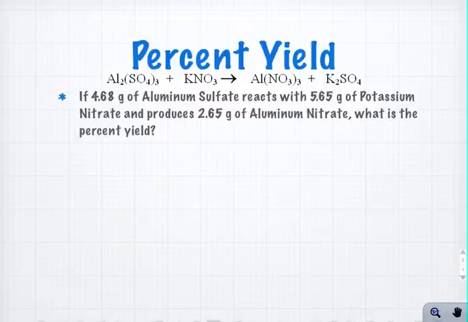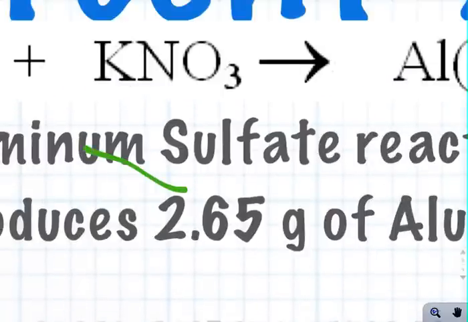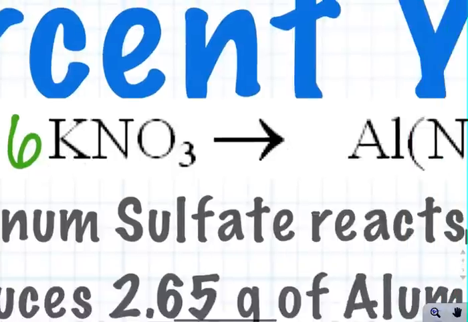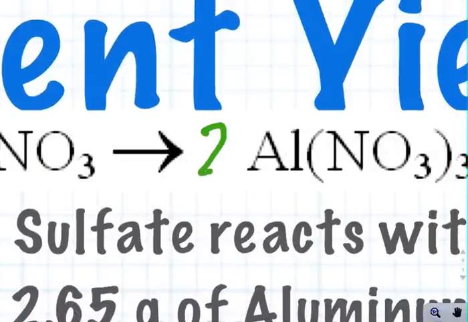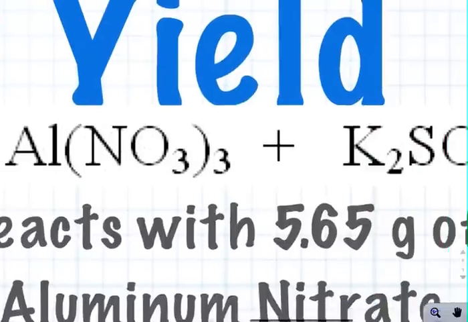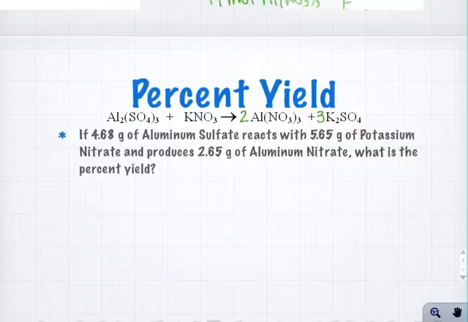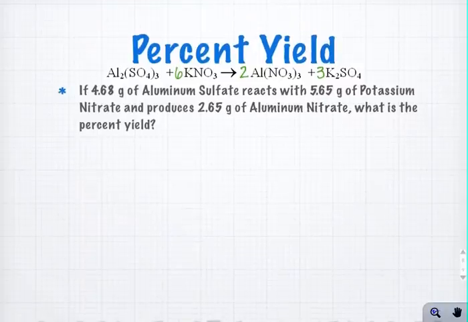So one more thing to add into the question that we last did on the limiting reactant calculation, and then just go ahead and put our coefficients in here. So we had 6 moles of potassium nitrate to every 2 moles of aluminum nitrate to every 3 moles of potassium sulfate. So there we go.